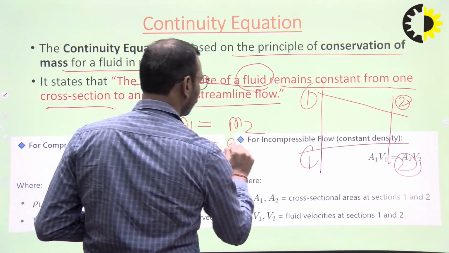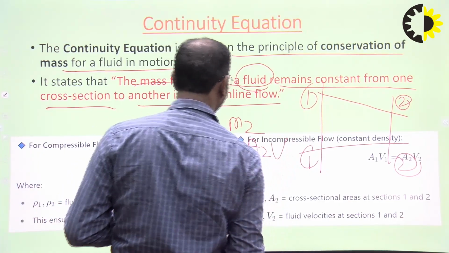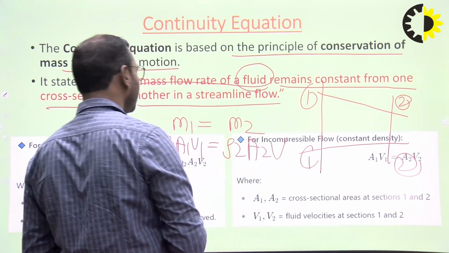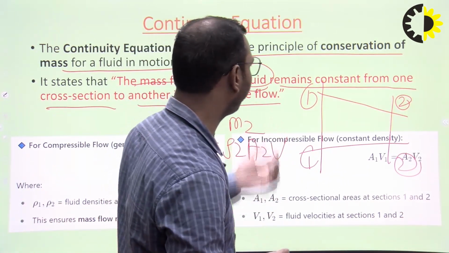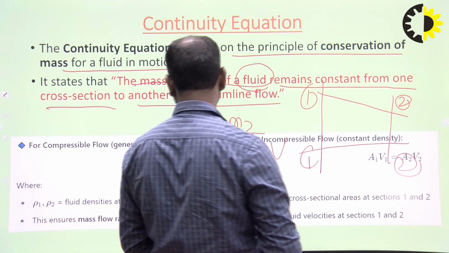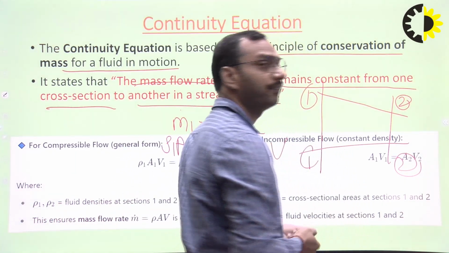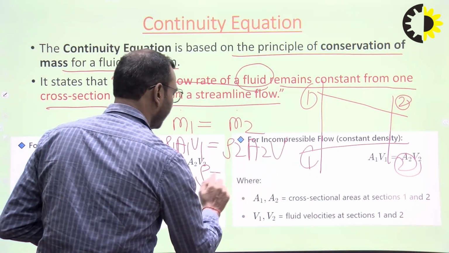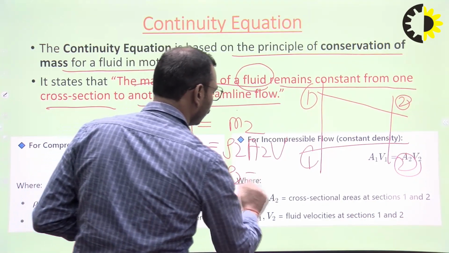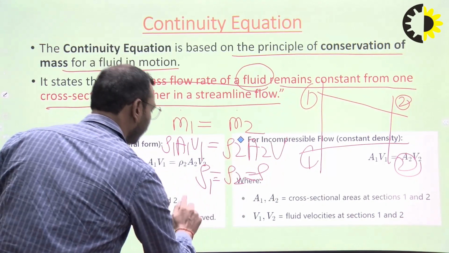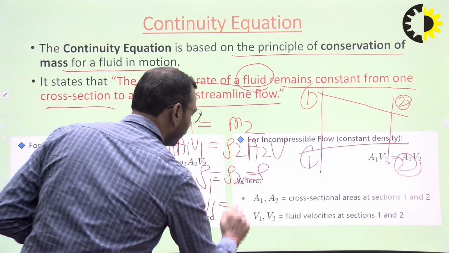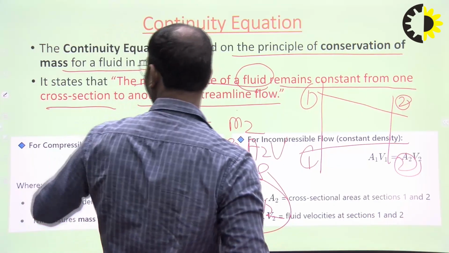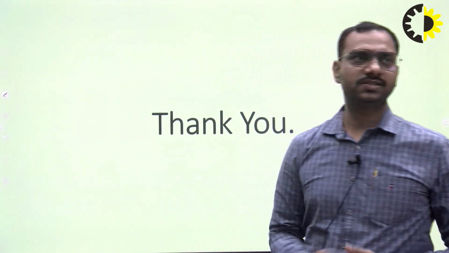It is also equal to rho 2 A2 V2, where rho 1 and rho 2 are the density of fluid at section 1 and 2 respectively, whereas A1 and A2 are the cross section area of pipe at section 1 and 2 respectively, and V1 and V2 are the velocity at section 1 and 2. If density is constant, that is rho 1 is equal to rho 2 is equal to rho, then this is cancelled out, and according to continuity equation, A1 V1 is equal to A2 V2. So this is all about continuity. So this is for this lecture.